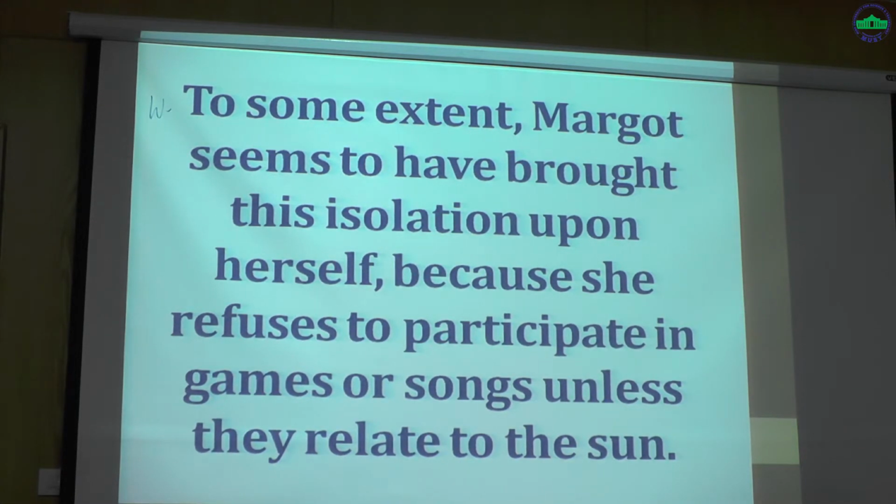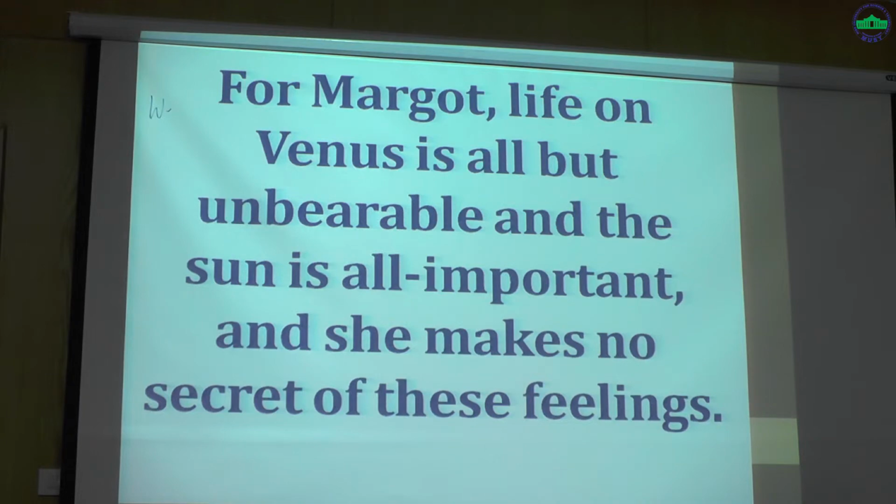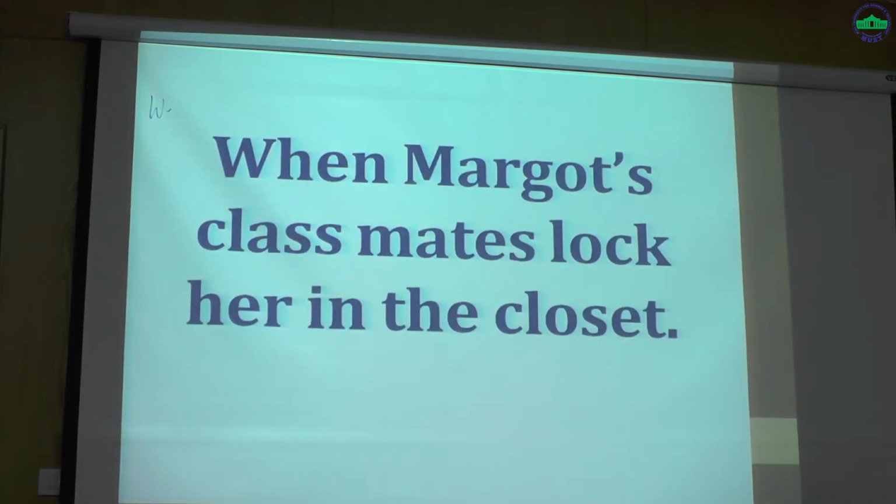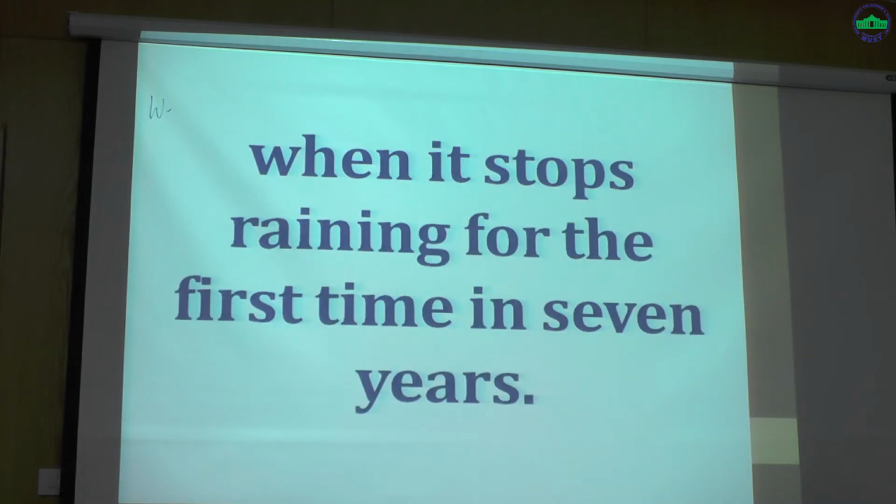Is Margot responsible for such rude behavior? She is responsible because she on purpose isolates herself. She isolates herself, detaches herself. She is partially responsible for the rude behavior. For Margot, life on Venus is unbearable, and the sun is all important, and she makes no secret of these feelings. The climax: Margot's classmates lock her in the closet and the rain stops for the first time in 7 years.